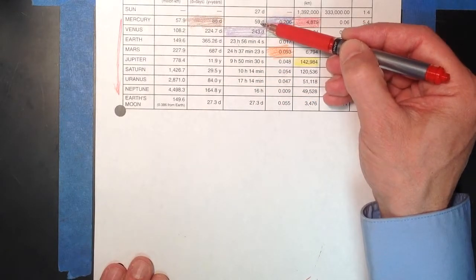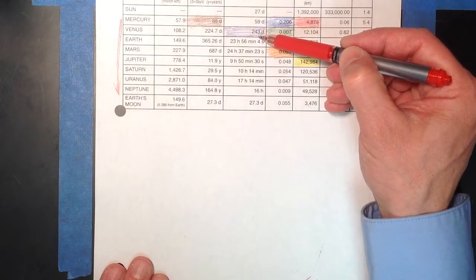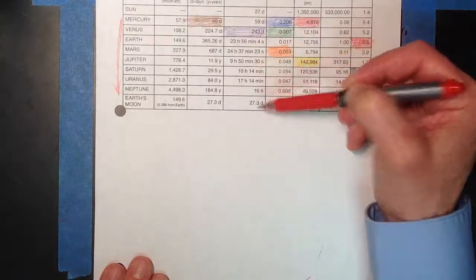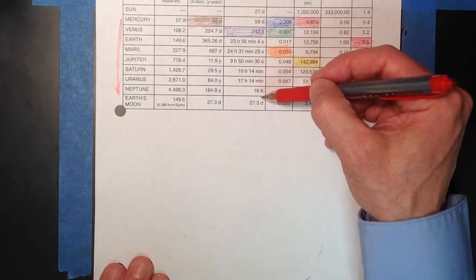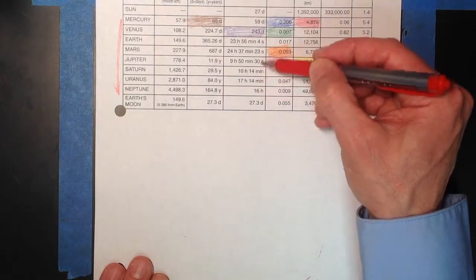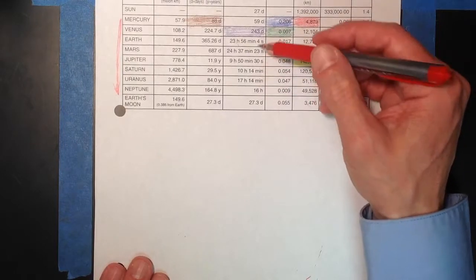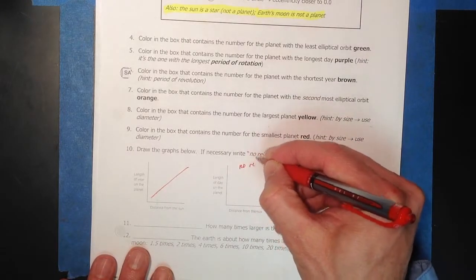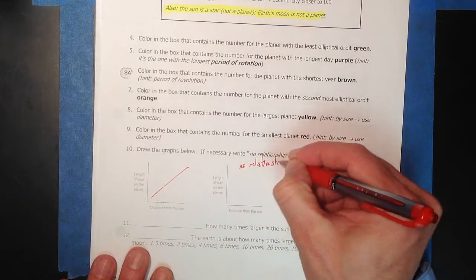So it jumps up to here, and then these are close to the same, and then it goes down, and then it goes up. This is definitely shorter. They spin faster out here for sure, and then this is kind of longer. But I think that maybe the best answer is there's no relationship, or the relationship is weak. That's probably the best answer.